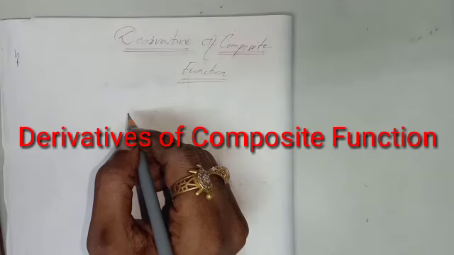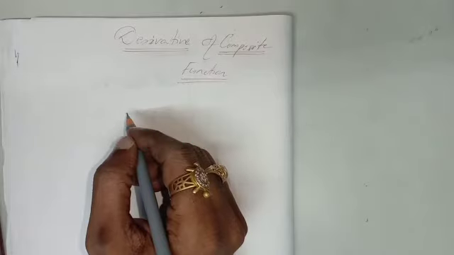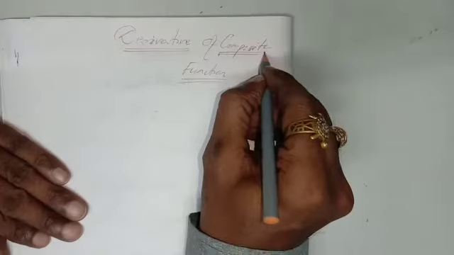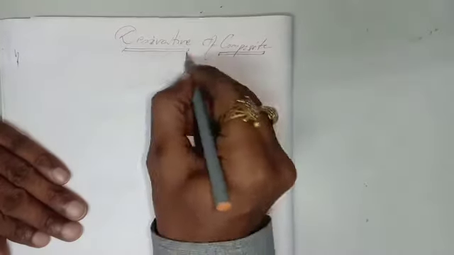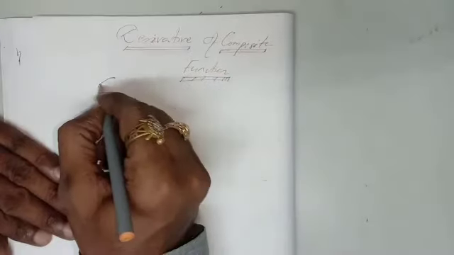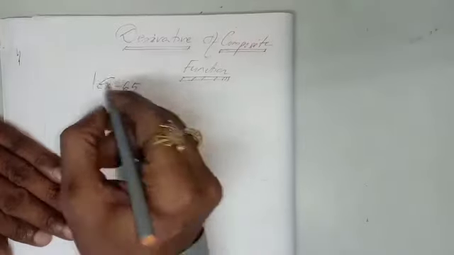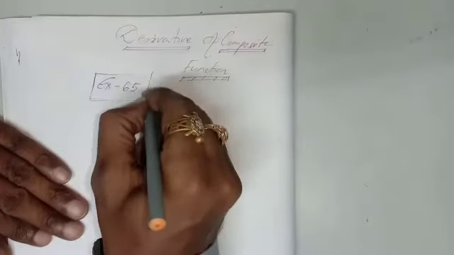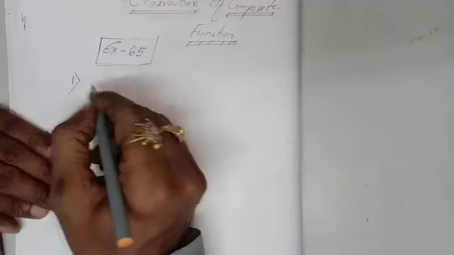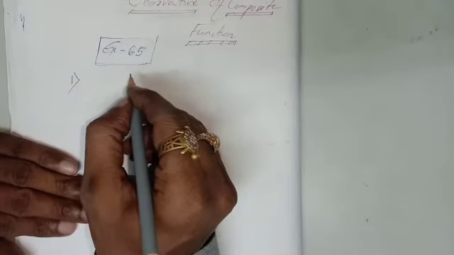Today our chapter is derivative of composite function. Exercise 6.5 from the book. See the composite function given. You have to find the derivative. Question number 1: find the derivative of the following function with respect to x.